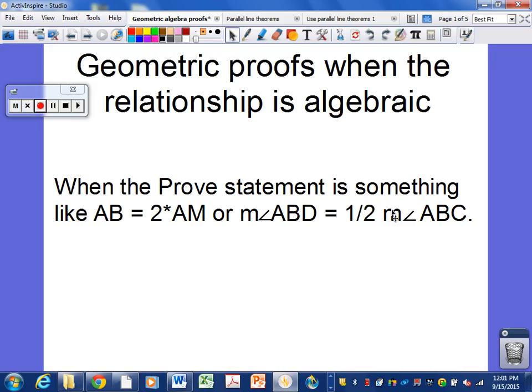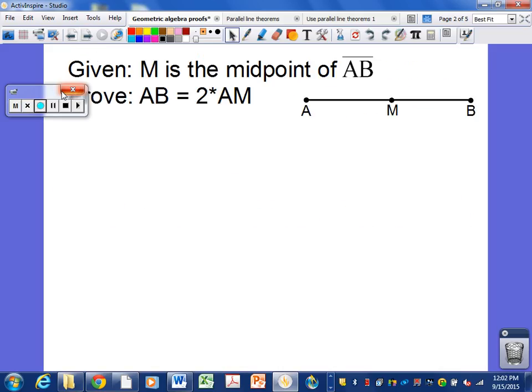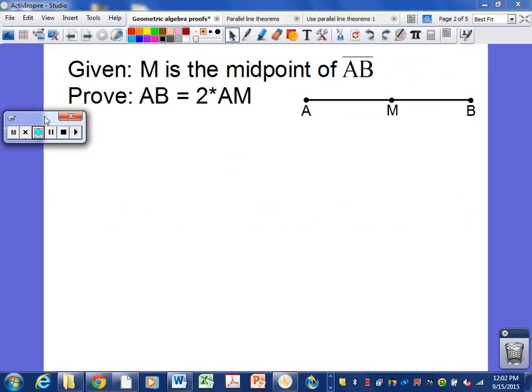Okay, so there's a family of them where you're going to have to apply some of the principles on that nice little half sheet that I just gave you, that will be used in solving these. Okay, so I have 2 of them for you, and you can write the given and the proof and the picture, and then we will proceed through the proof after that.